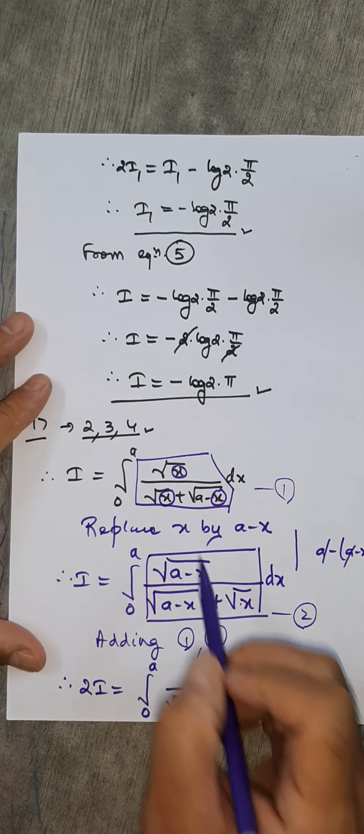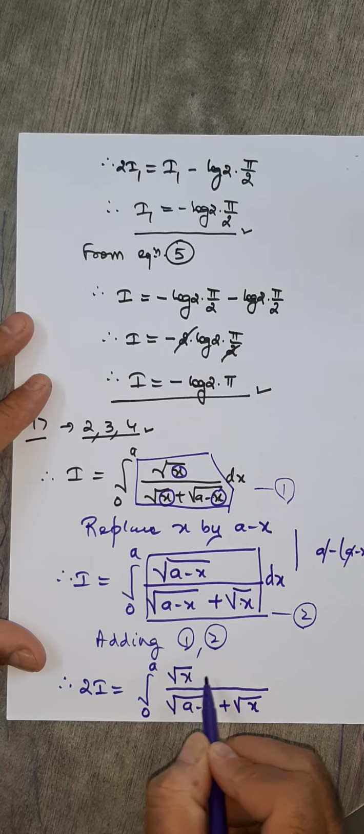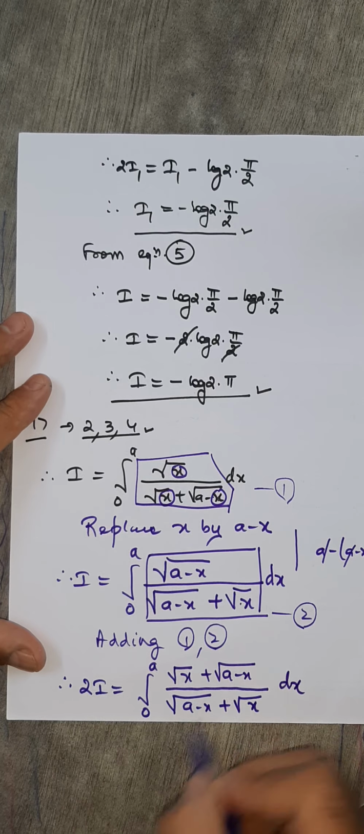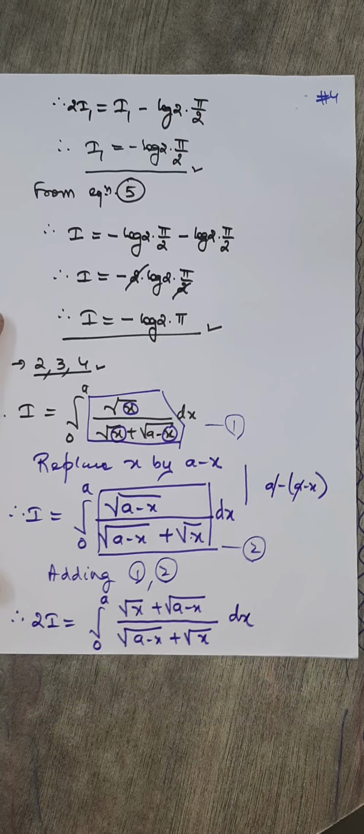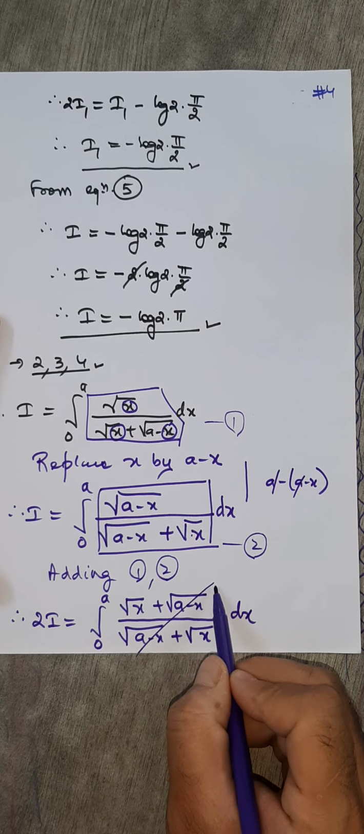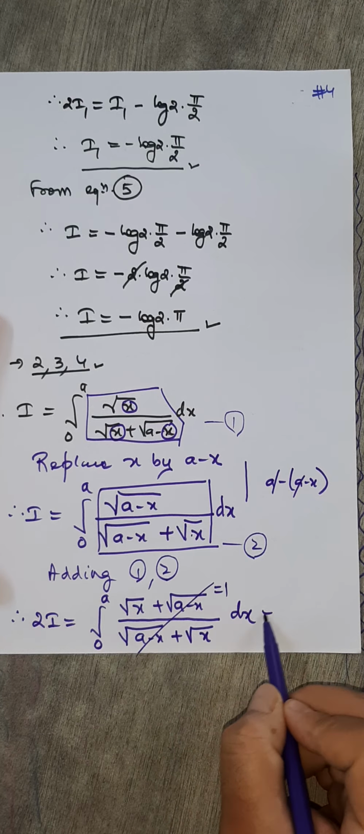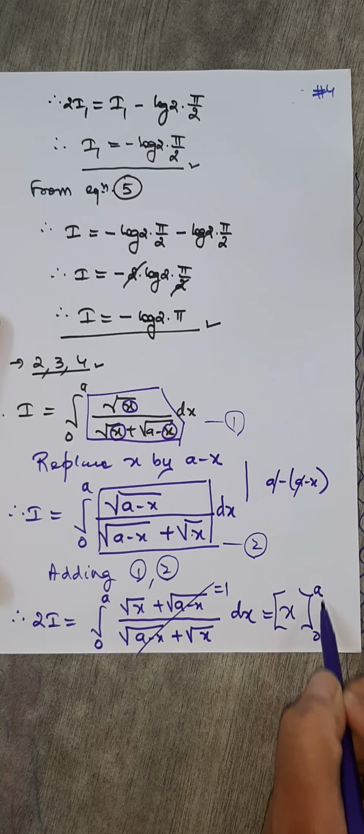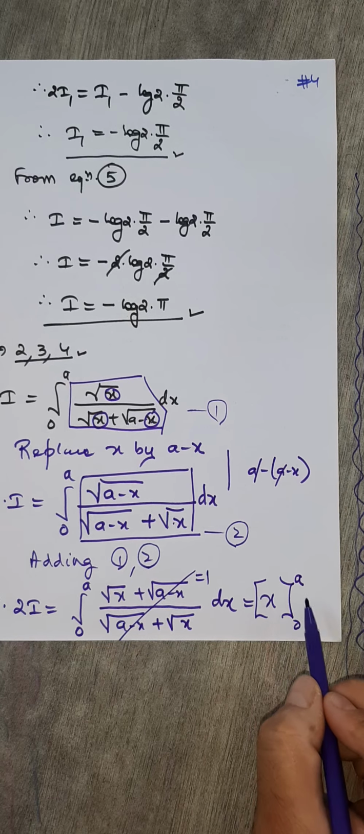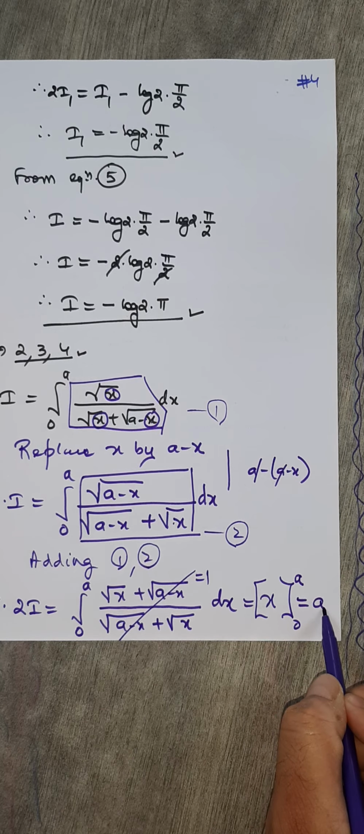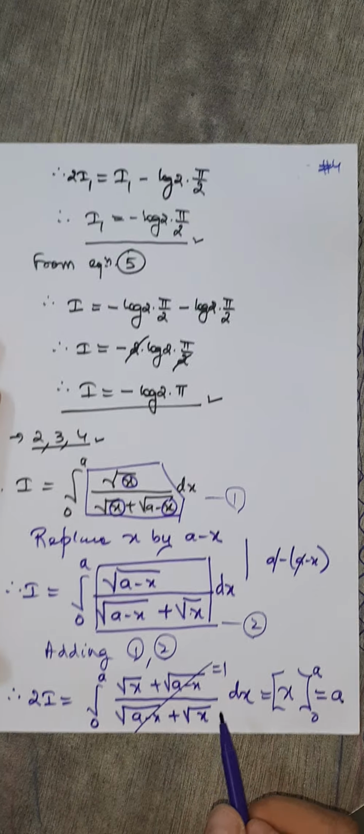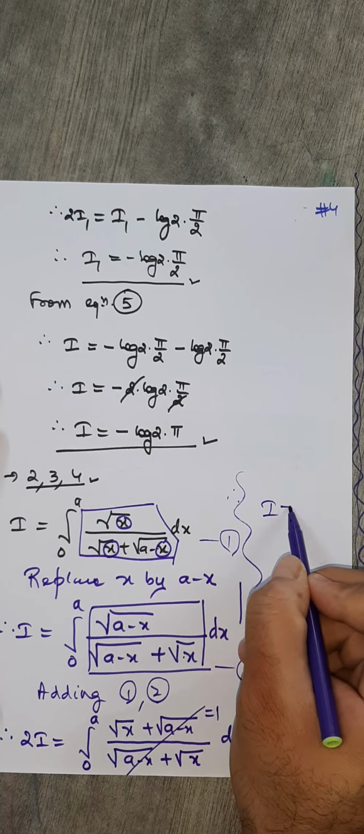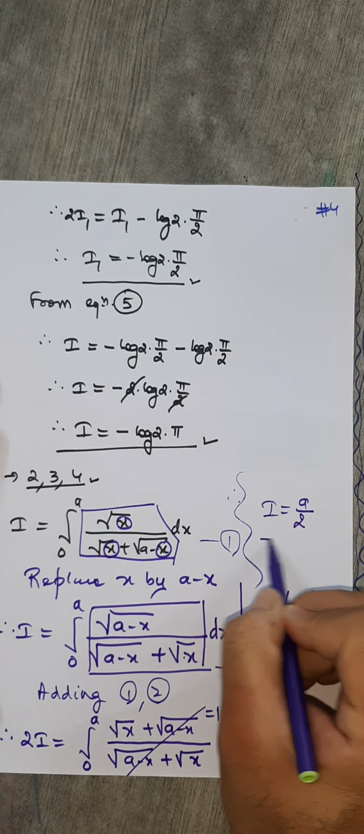Have a look on this. Denominators are same. What about numerators? Numerators would be added. So you can see that this becomes just 1. What's the integral of 1? That is x. Limits 0 to a. So upper limit minus lower limit, that is just a. So 2I equals to a, and therefore here I equals to a by 2.